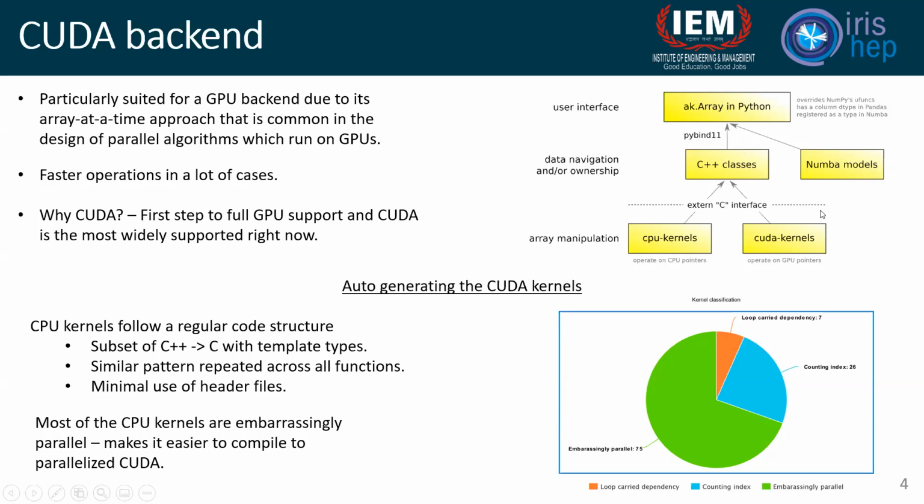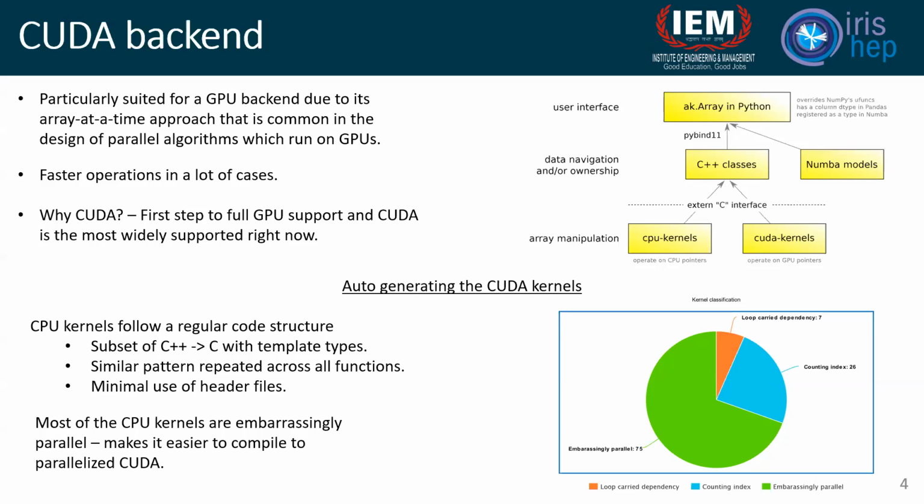And so the thing that I did this summer was generating this CUDA kernels block. One of the things that allowed us to automatically generate the CUDA kernels was that the CPU kernels really followed a regular code structure. The CPU kernels are written in C++, but when I say C++, it's basically C with template types. And the C++ functions that are present in the code base really look very similar. At least there are large subsets of functions that all look very similar. So it's easy to handle a lot of functions in the same way.